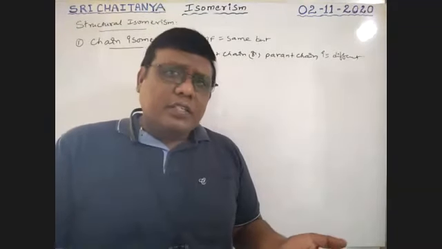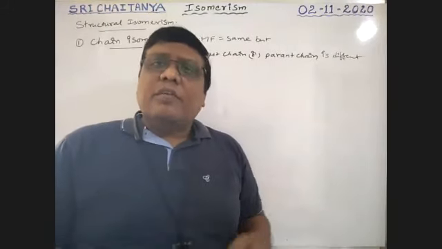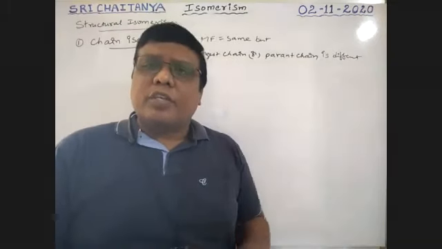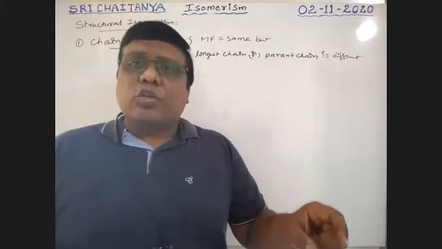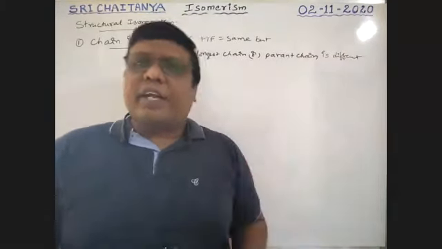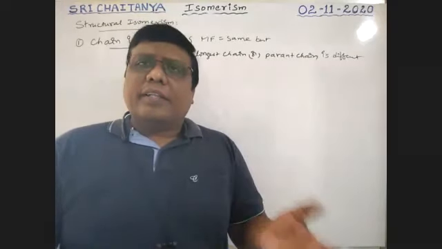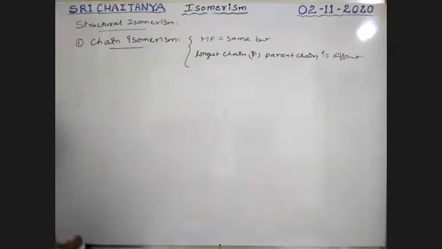Different functional group means functional isomerism. Different position of the functional group means positional isomerism. Where it is different, that is the name of the isomerism. Chain is different, chain isomerism. Position of the functional group or substituent is different, positional isomerism. Functional group is different, functional isomerism. So first of all, chain isomerism: here the longest chain is different. Let us take examples, boys.